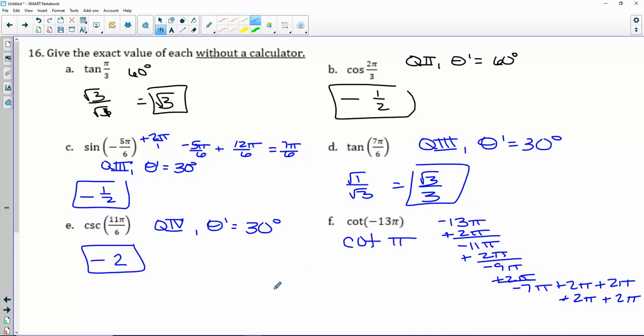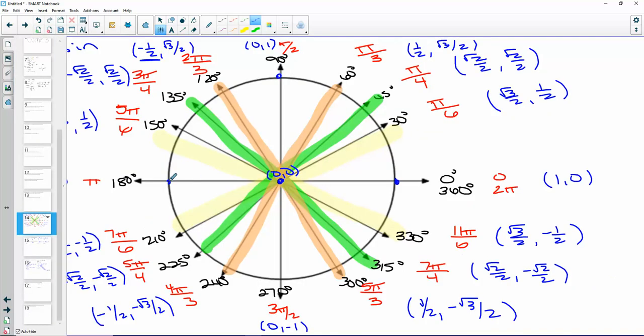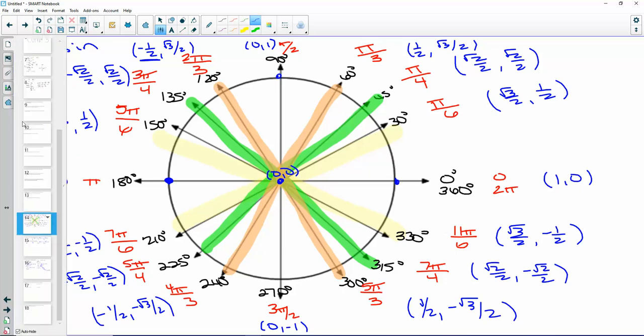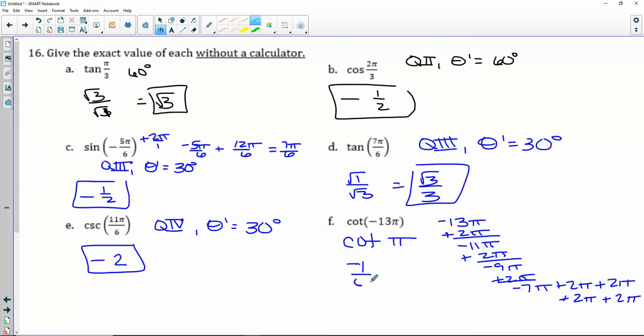Now we know that's at 180 degrees. So if you think about your circle, that's right here. Cotangent is x over y. So negative 1 over 0 is undefined. Does that help?